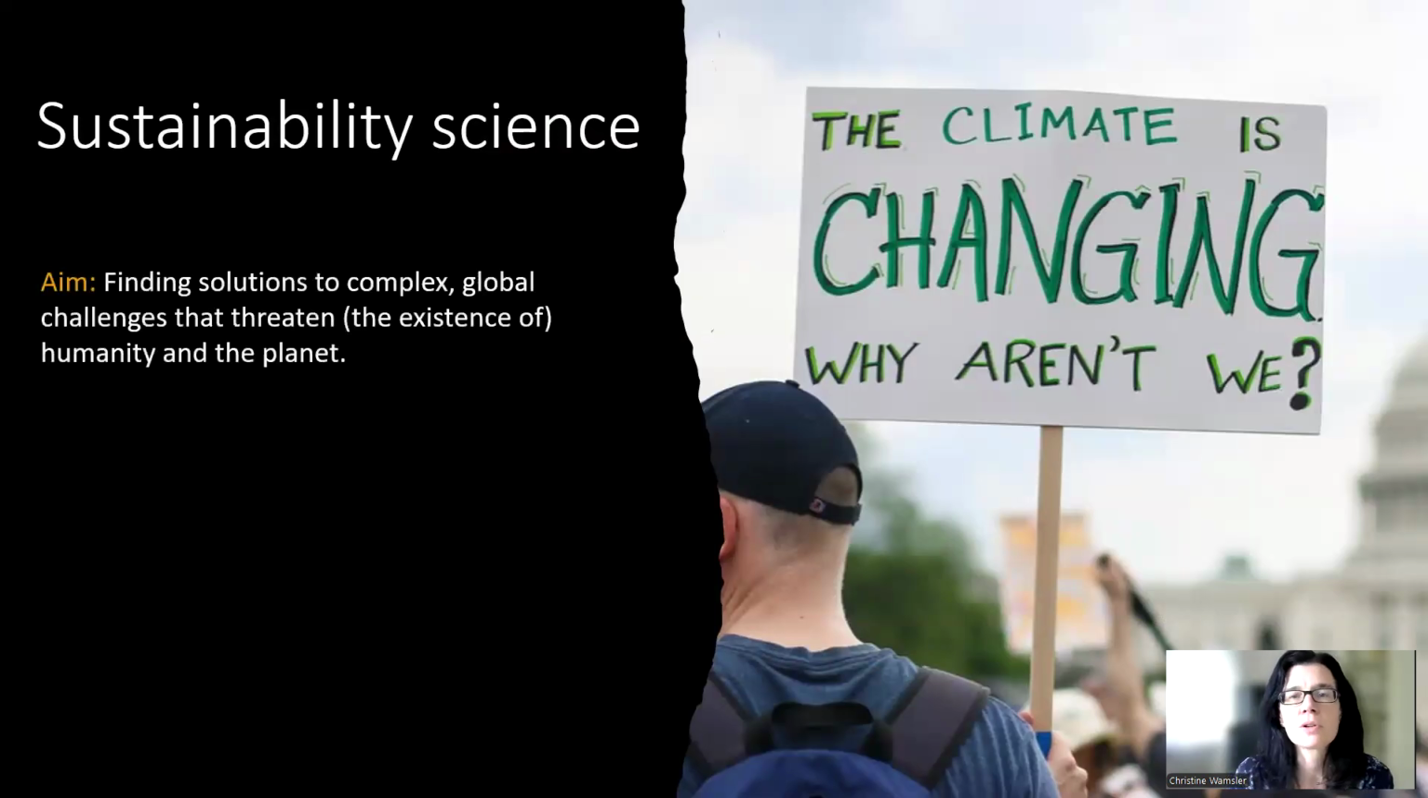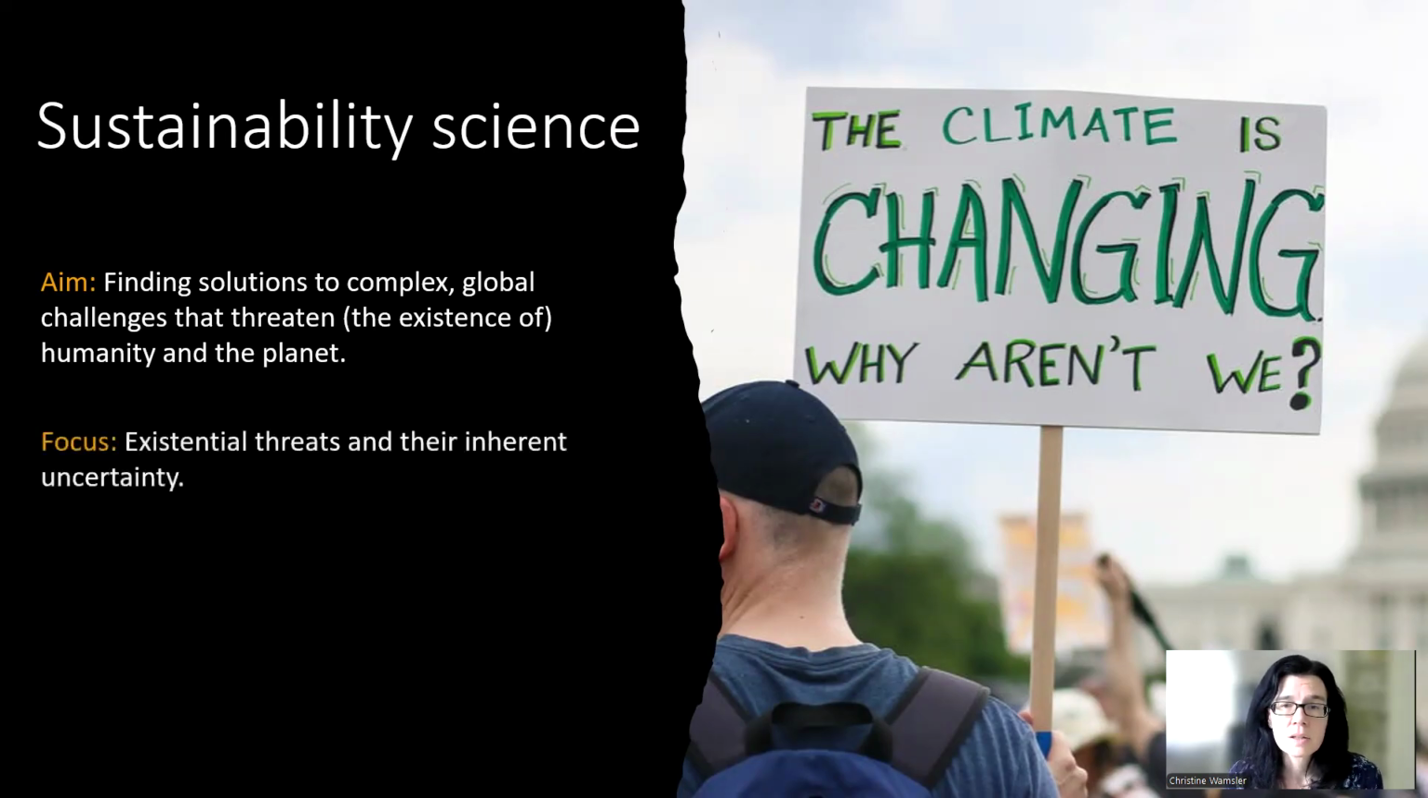So in simple terms, sustainability science is about finding solutions to complex global challenges that threaten the existence of humanity and the planet. Examples are climate change, biodiversity loss, disasters, mental health crisis, poverty, or war. Sustainability science and practice thus focus on existential threats and their inherent uncertainty.